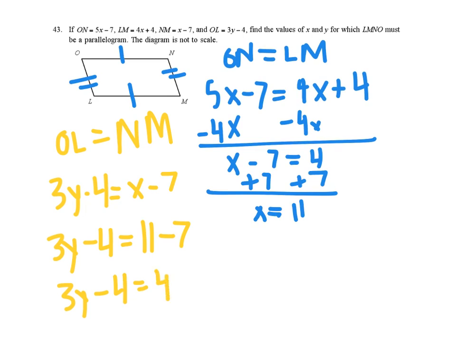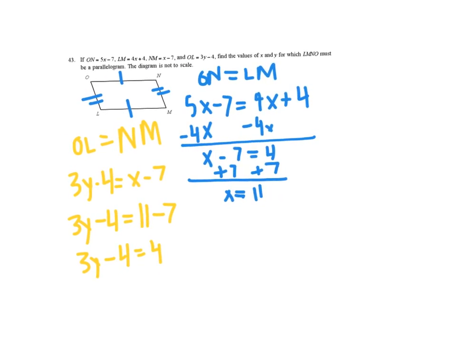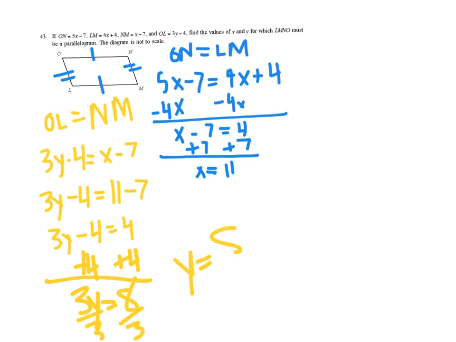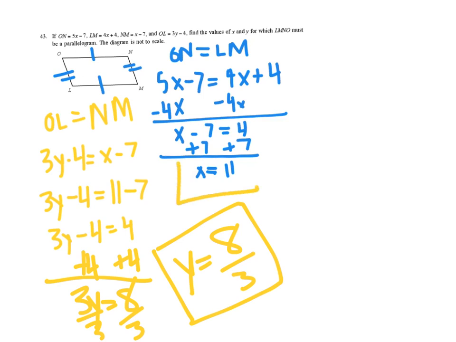I'm going to zoom out just a little bit. To solve, we are going to go ahead and add that 4 to the other side. When we do that, we get 3y equals 8. We'll divide both sides by 3, and for this one you get a fraction, y equals 8 over 3. You can go ahead and simplify that if you want, or just leave it as 8 over 3. Either way works. So y would be 8 over 3, and x would be 11.